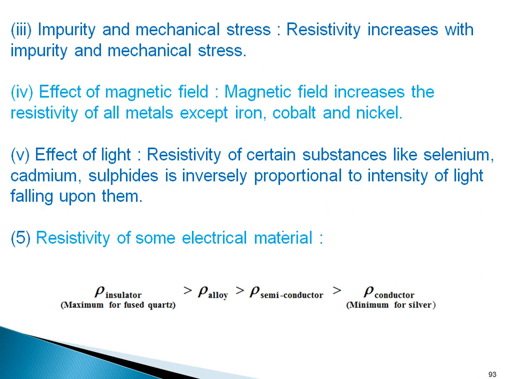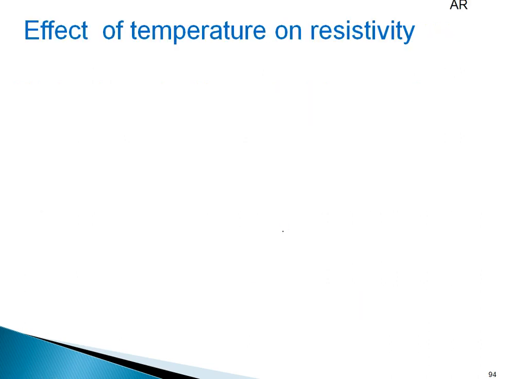Then all of you know resistivity of a conductor is less, alloy is more, and maximum resistivity is of an insulator; you can give the example of fused quartz.